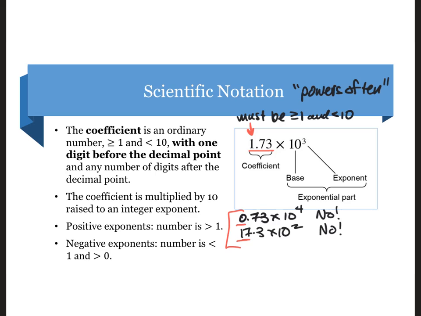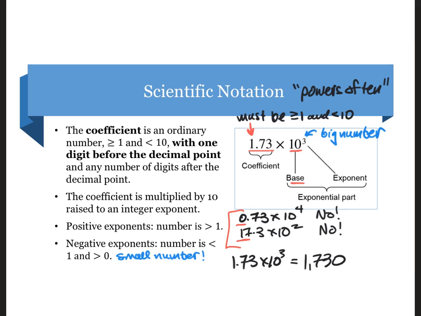In the exponential part, scientific notation always uses a base 10. A positive exponent on 10 tells us we're dealing with a big number, while a negative exponent tells us we're dealing with a small number. For example, 1.73 times 10 to the third equals 1,730 in standard notation. As you get more practice, you'll see the exponent is simply telling us how many times to move the decimal point.